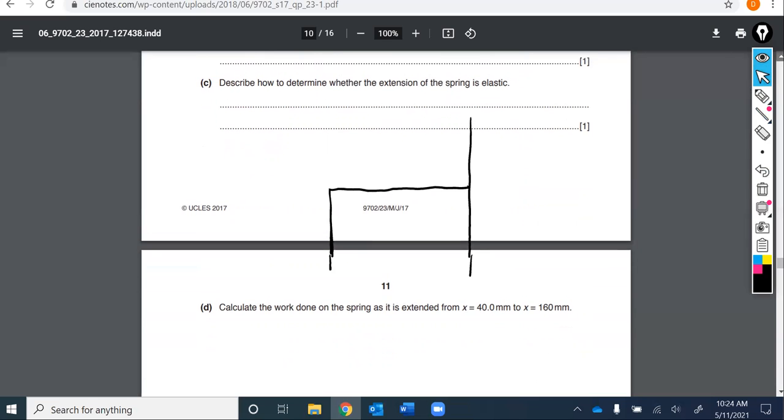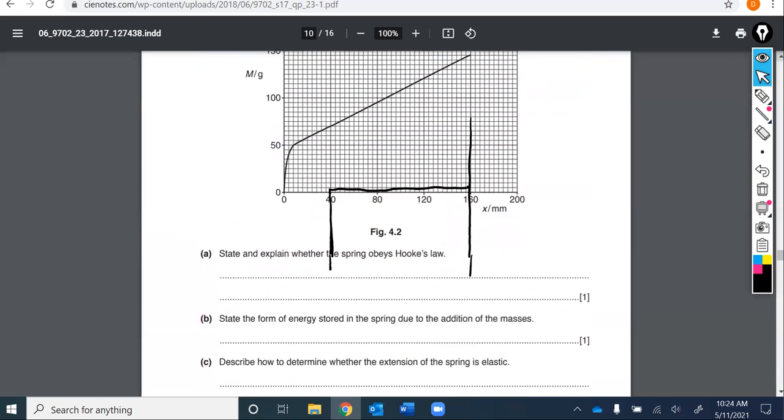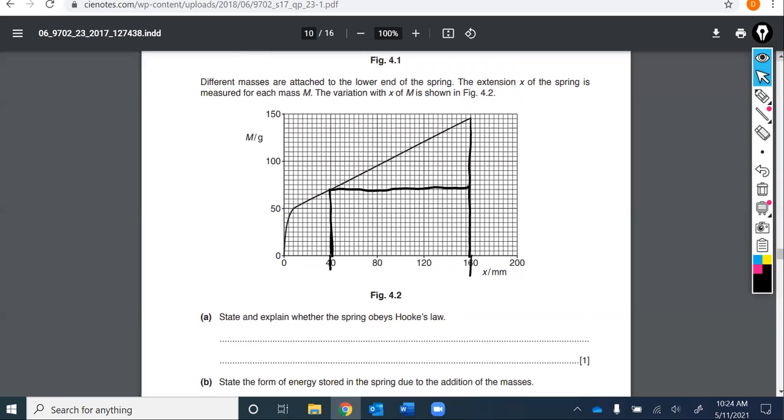So the work done is equal to the elastic potential energy that it possesses, right? Work and energy is sort of the same thing. So the work done is the force times the displacement. We see the displacement, but we have to, again, translate that into force. And so, yeah, we are going to have to do that. Remember, we're looking at mass against extension.